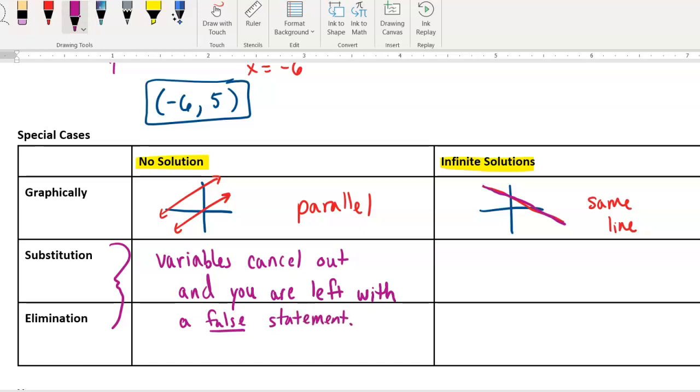So if you have a situation where the variables cancel out, you're left with a false statement, then there's no solution. What would that look like? Well, we'll look at some specific examples here in a minute, but after the variables cancel out, you're left with the false statement, it might look something like this, like 0 equals 2. That's a false statement. 0 doesn't equal 2, so then that would be no solution.